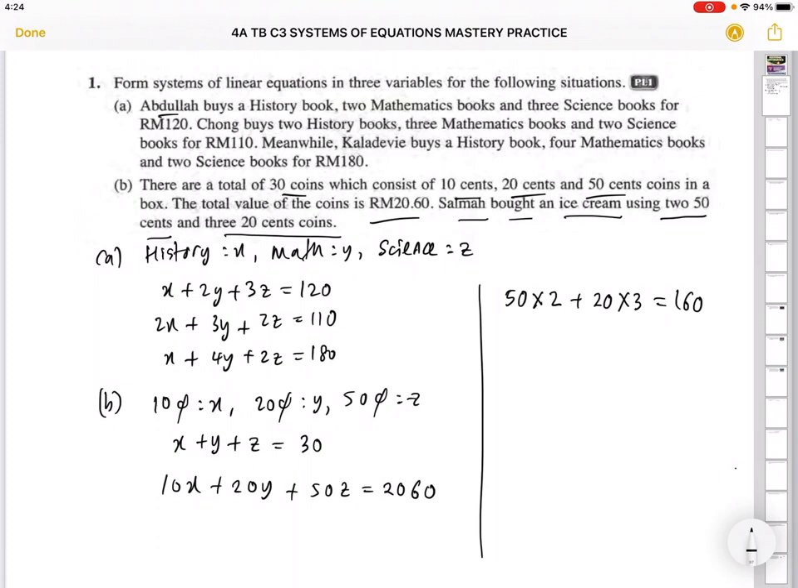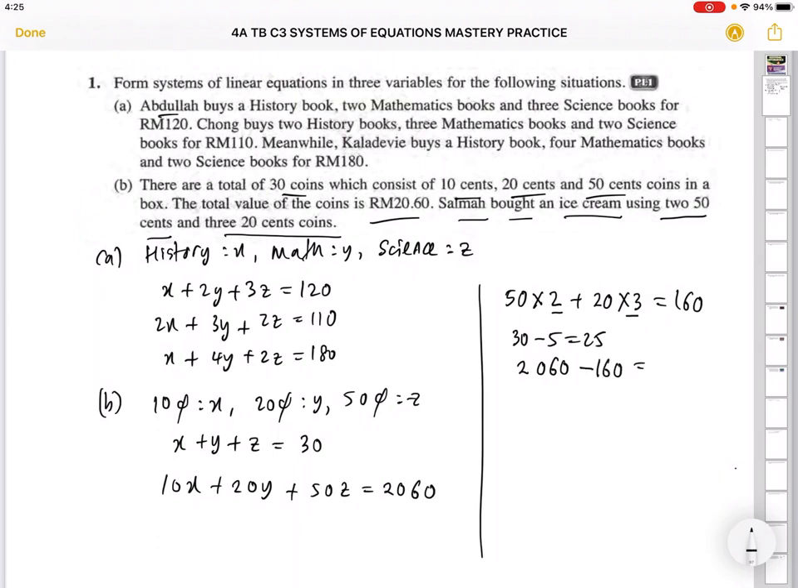But actually, even if that's the case, for example, initially you have how many? 30 coins. You minus 2 of this, 3 of this, so total 5. Total coins you have is 25. Initially, the total value is 2,600, so 20 ringgit 60 cent. You bought ice cream for 160.